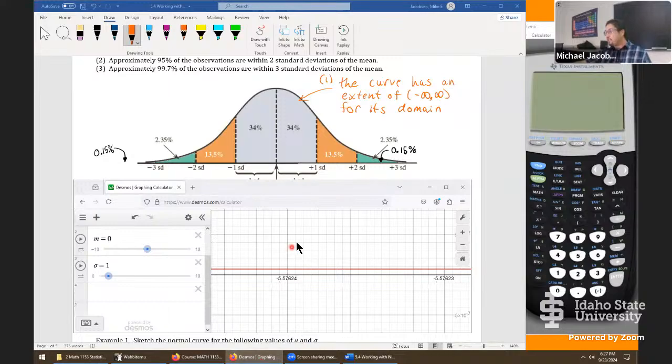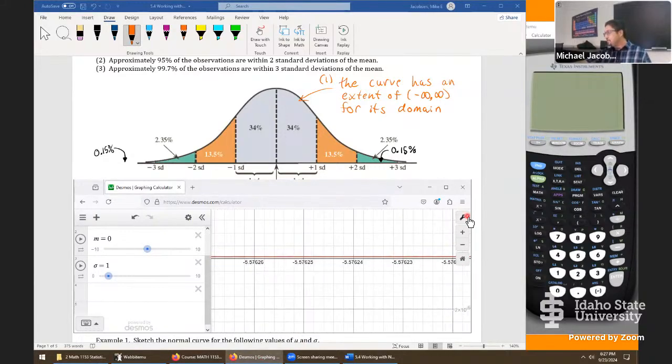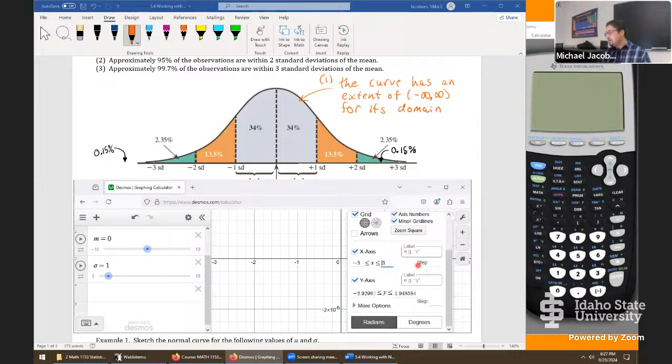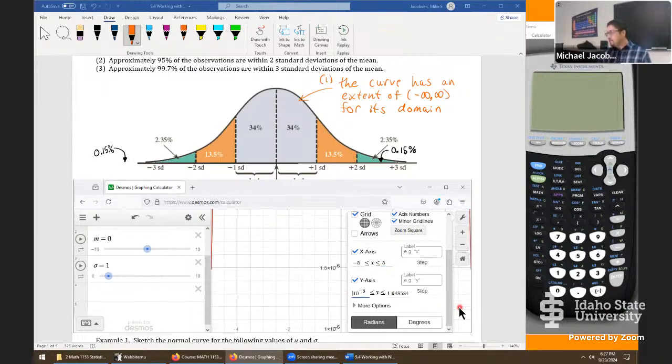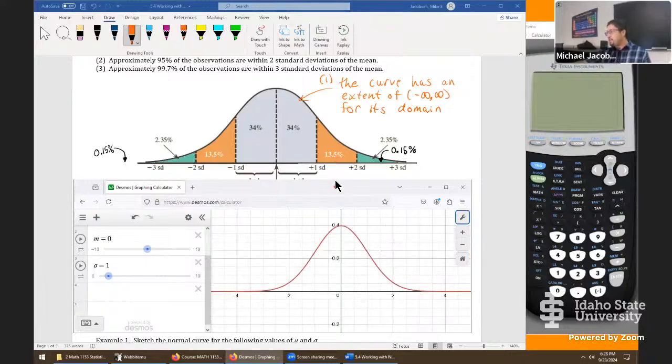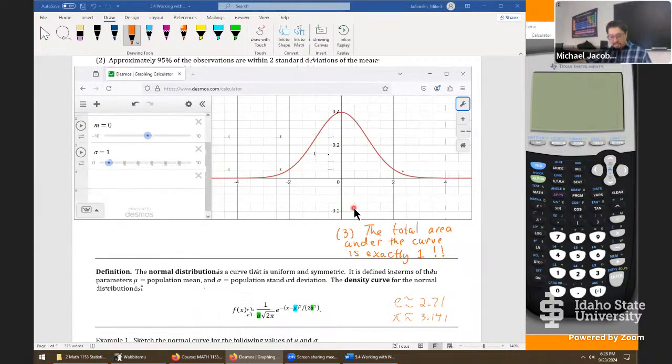So let's go back to the calculator. Let me see if I can fix the zoom on this. Let me just put in values so we're not scrolling all day. Let's go from -3 to +3. Actually, let's go a little bit further left and right: -5, +5, and our zoom of -0.25 and 0.5 did a pretty good job. So there's our picture. Let's put it down in the display.